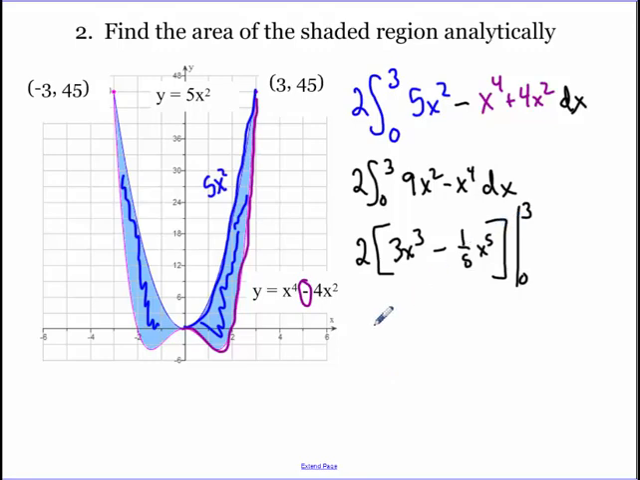I plug in 3, and we get 162 over 5. When I plug in 0, that just goes to 0, so I don't have to worry about that. So we get 324 over 5, which equals 64.8. So again, calculator and non-calculator. You're welcome to check your answers with your calculator, but if this is an easy function for you to take the integral of, I want you to be trying them without your calculator.